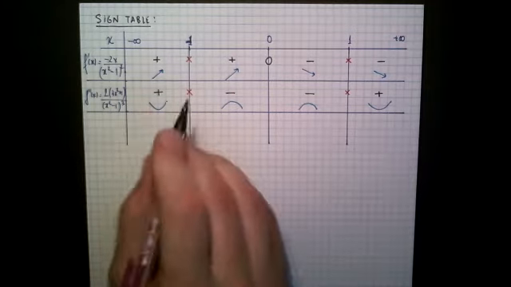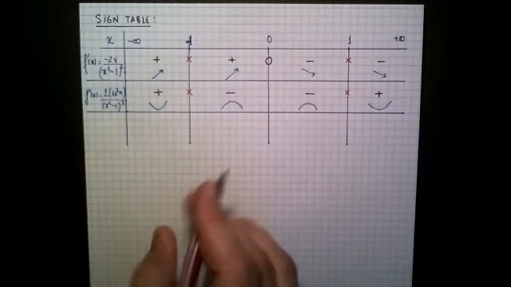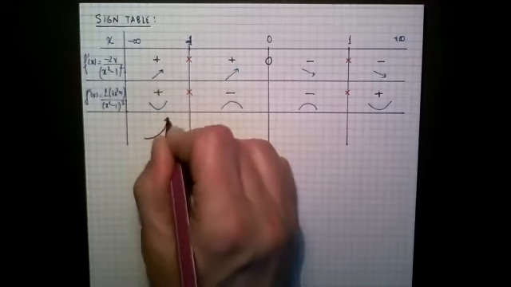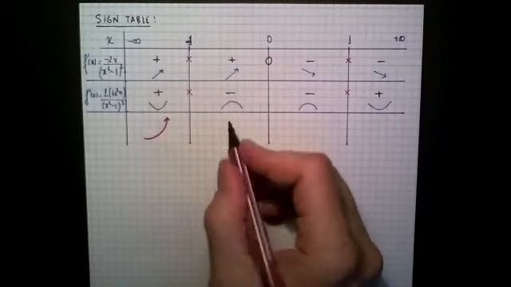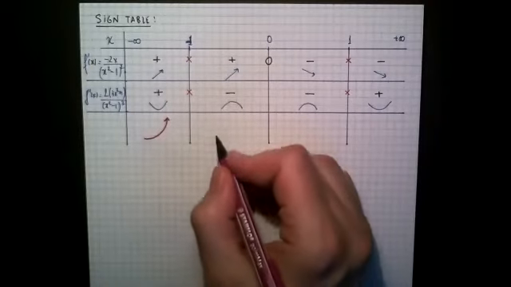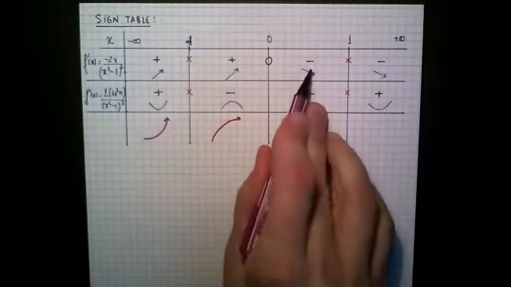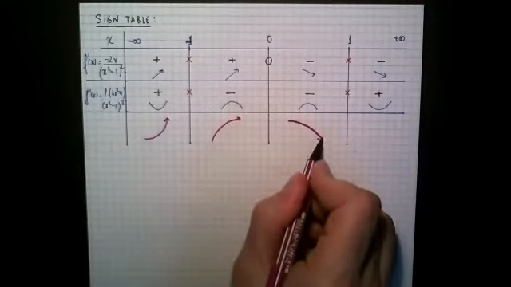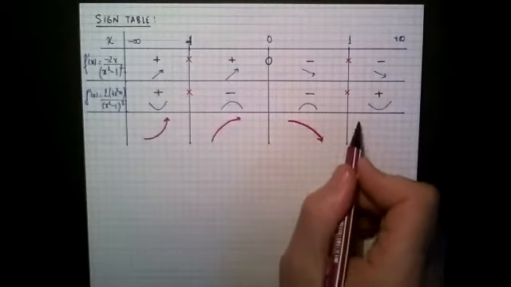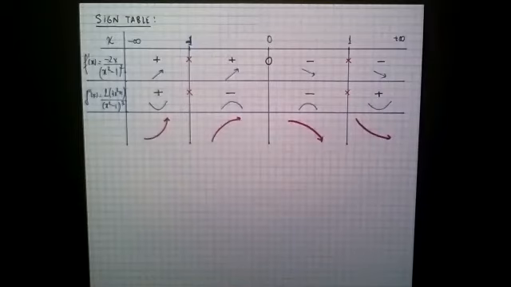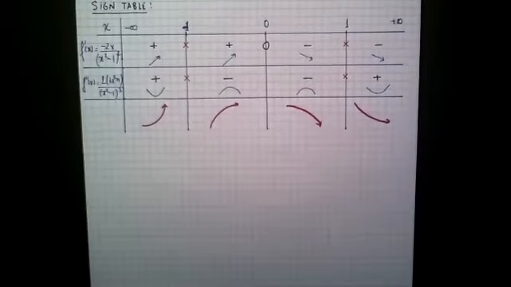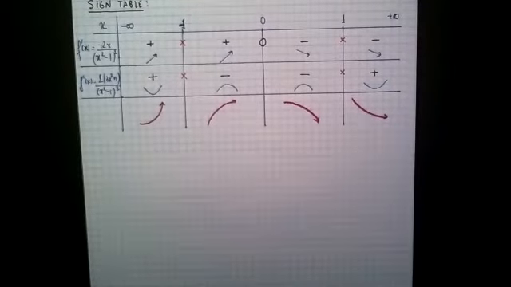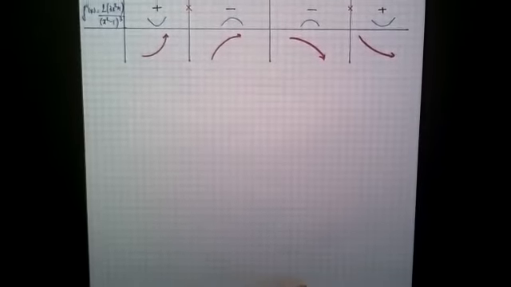Okay, let's do my graph. So increasing, concave up, so it's like this. Increasing, concave down, so it's like this. Decreasing, concave down, it's like this. And then decreasing, concave up, it's like this. Let's go, let's sketch the graph now.